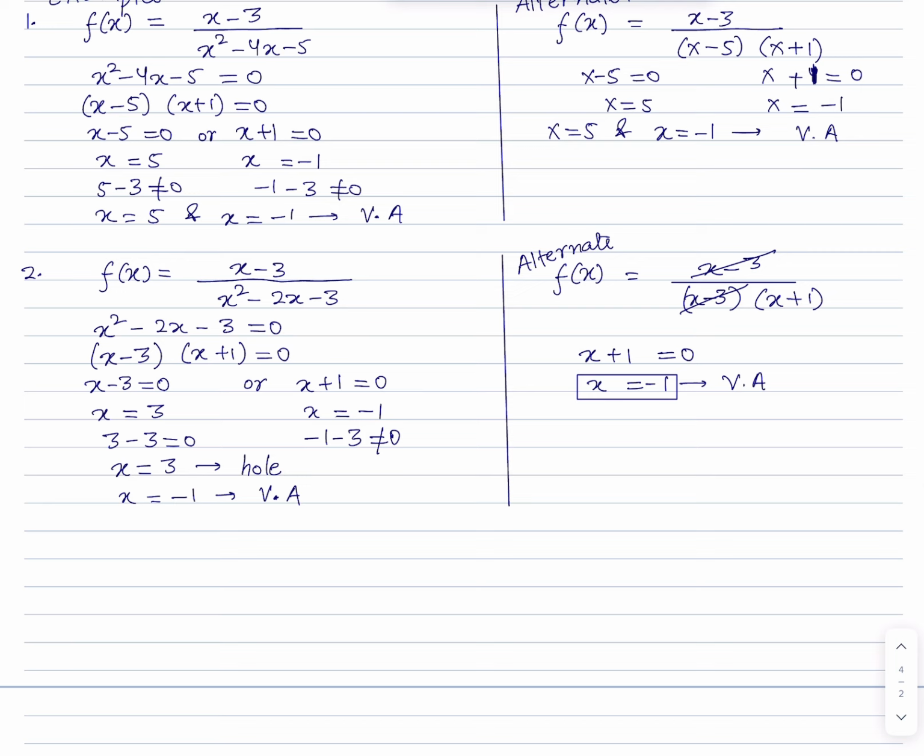Let's do one more example. f(x) equals -8 divided by (x square plus 25). So we put our denominator equal to 0, which means x square is -25. There are no real numbers such that the square is -25. So we'll say in this case we do not have any vertical asymptote, and done.